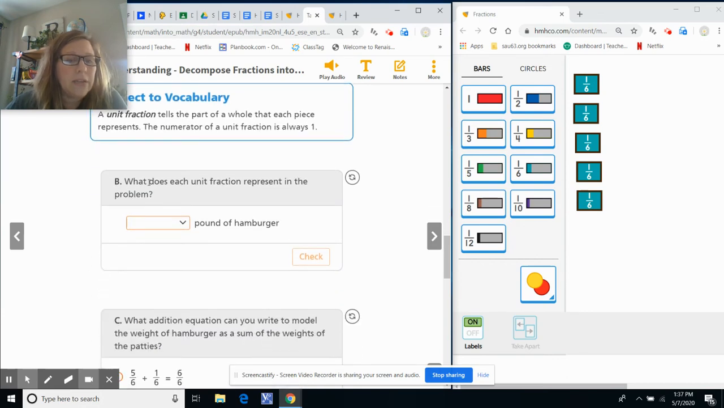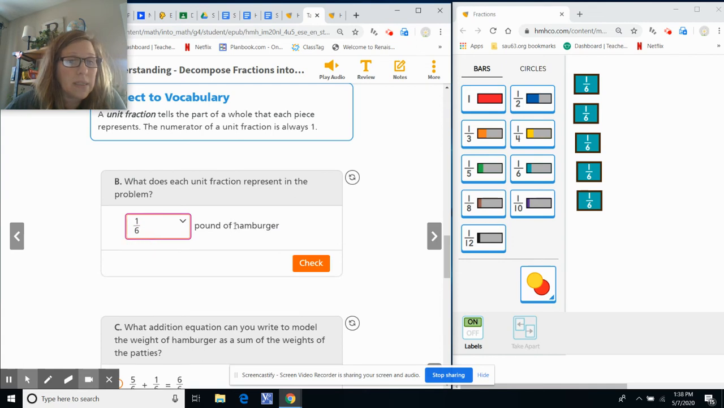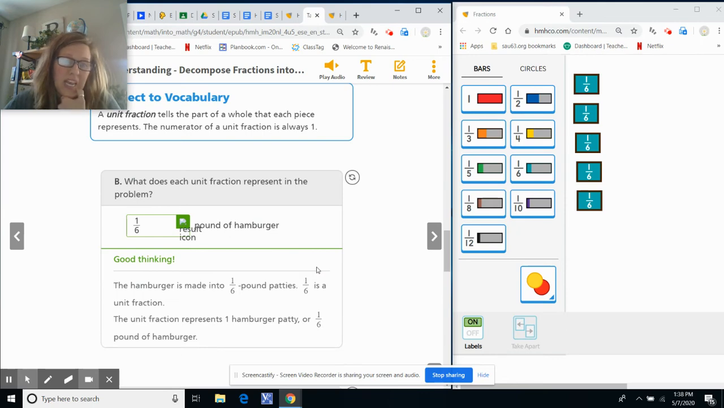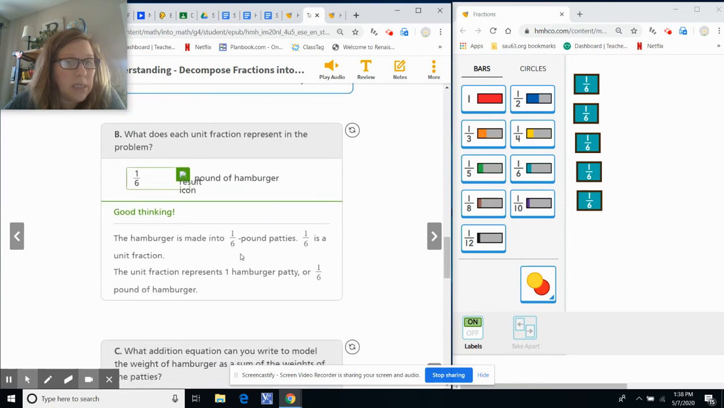Okay. Then the next question is, what does each unit fraction represent in the problem? So we talked about each one of those unit fractions, and in this case, it's going to be 1/6 pound of hamburger. Each one of those patties is going to weigh, not a full pound, but 1/6 of a pound. Okay, we'll check that. Yep, and it says the hamburger is made into 1/6 pound patties. 1/6 is a unit fraction.